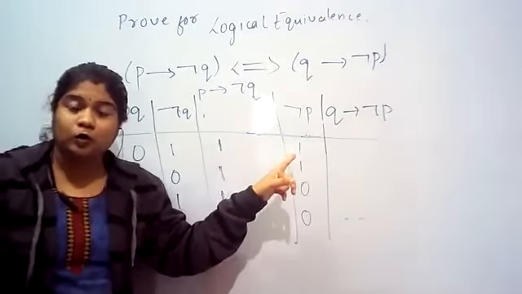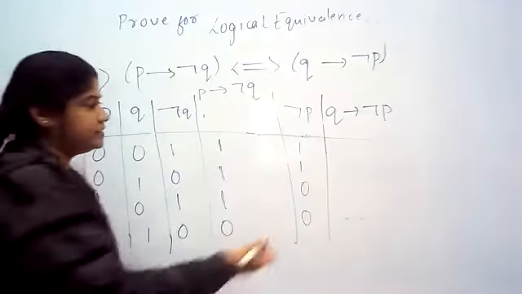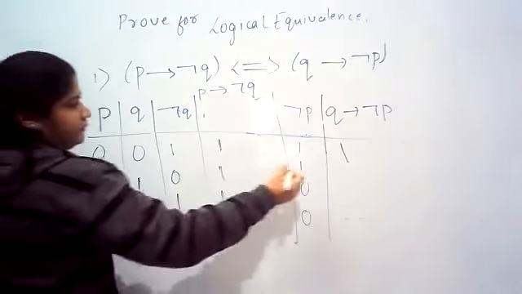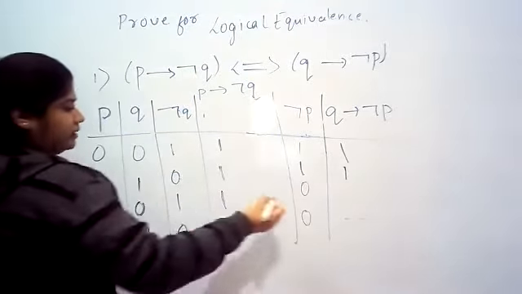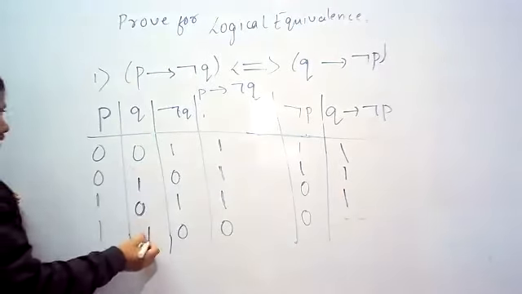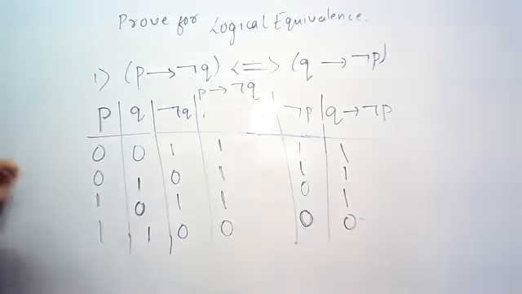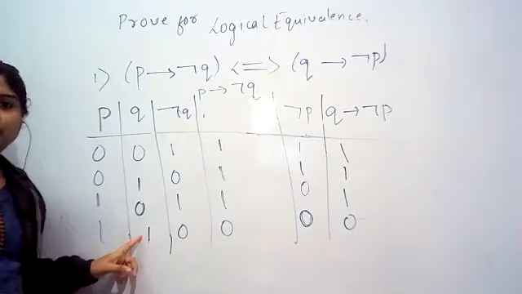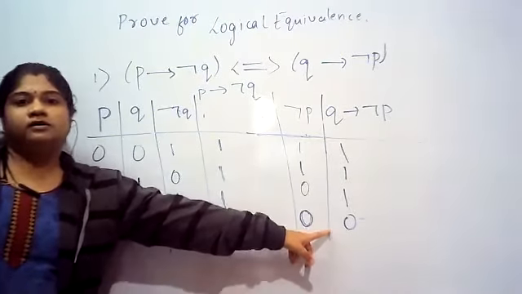Now first, Q is 0 and P is 1. It is definitely 1. Next, Q is 1 and P is 1. 1 1 is 1. Q is 0 and P is 0. It is 1. Last, Q is 1 and this is 0. It is 0. Concentrate on the last step. Q is 1 and P is 0. It is nothing but 0.